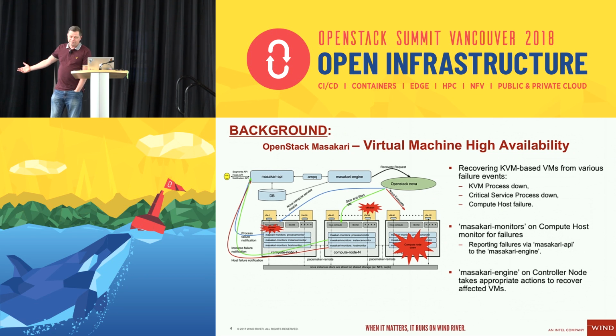So for example, in the case of a VM being in a bad state according to libvirt, it'll restart the VM by doing a Nova stop and start. Or if a whole host has gone down, it will evacuate the VM to a different compute node in order to recover the VM.